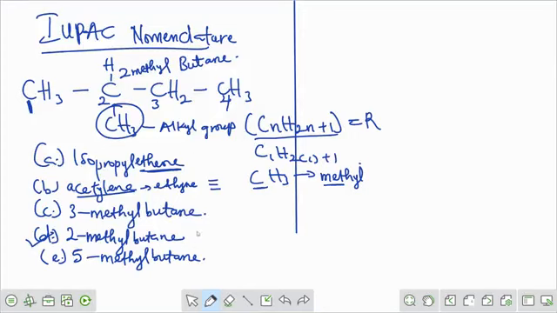So let's continue. Our answer is 2-methylbutane. So that's just it. That's how to get your IUPAC nomenclature. So let's leave organic chemistry for now. Let's go to another aspect that I've not touched. I think we should go to this area. Let's go to this area.